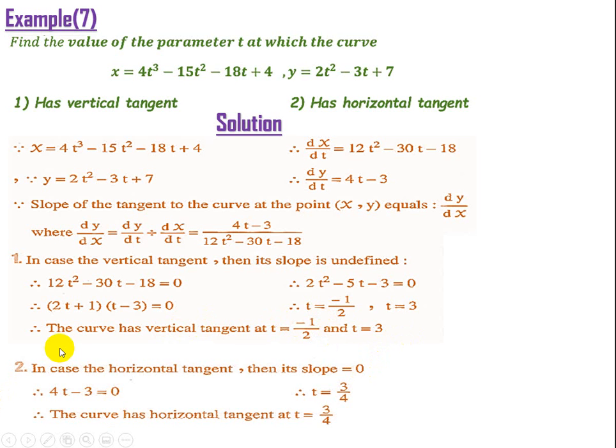The second case, if the tangent is horizontal, then the slope equals 0, which means the numerator 4t minus 3 equals 0, so t equals 3 over 4. So the curve has a horizontal tangent at t equals 3 over 4.